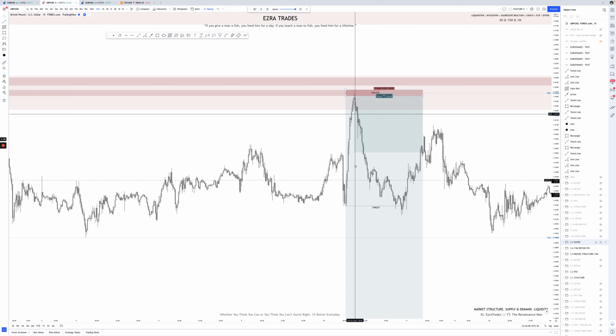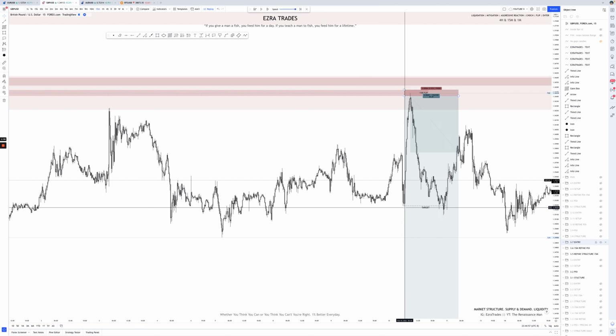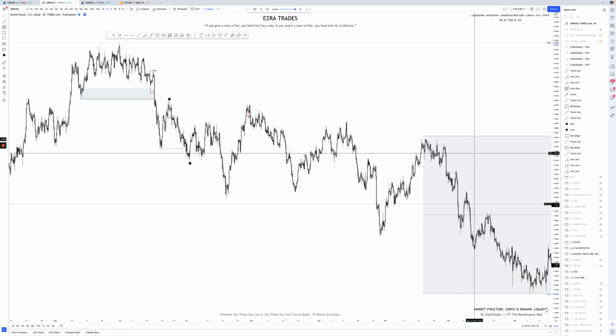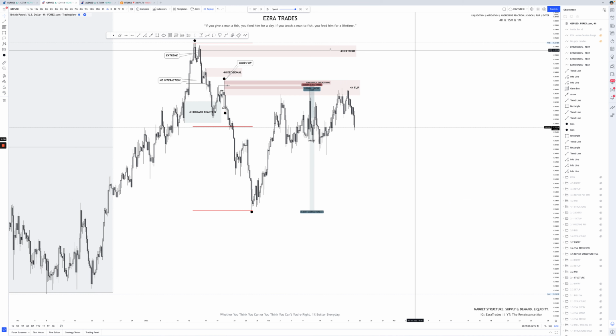So this is the extreme. This low made this high. Basically, this is weak as it failed to break this supply. Supply is now in control. The low should go. We're targeting the 4 hour. So let's go back here. This is the 4 hour low.